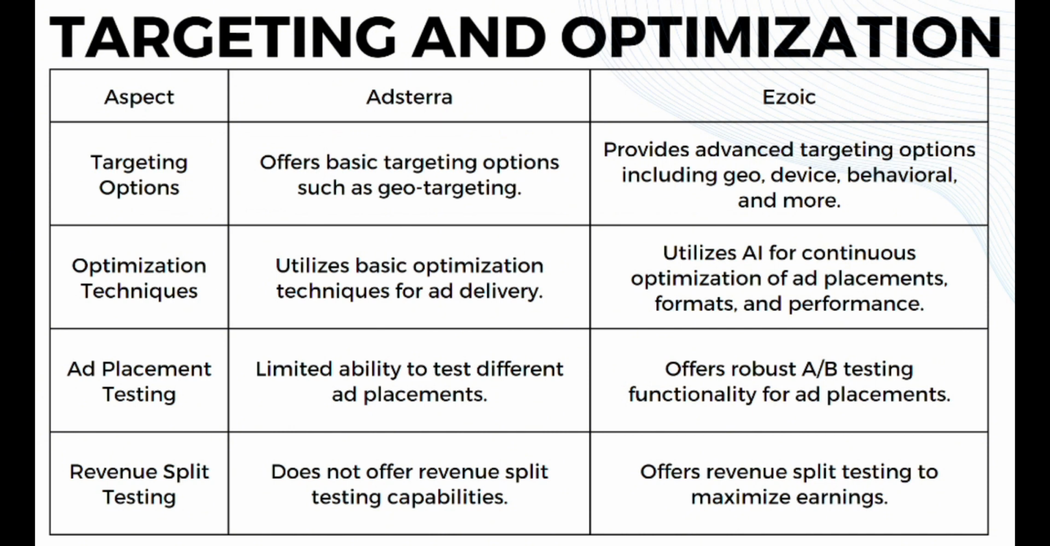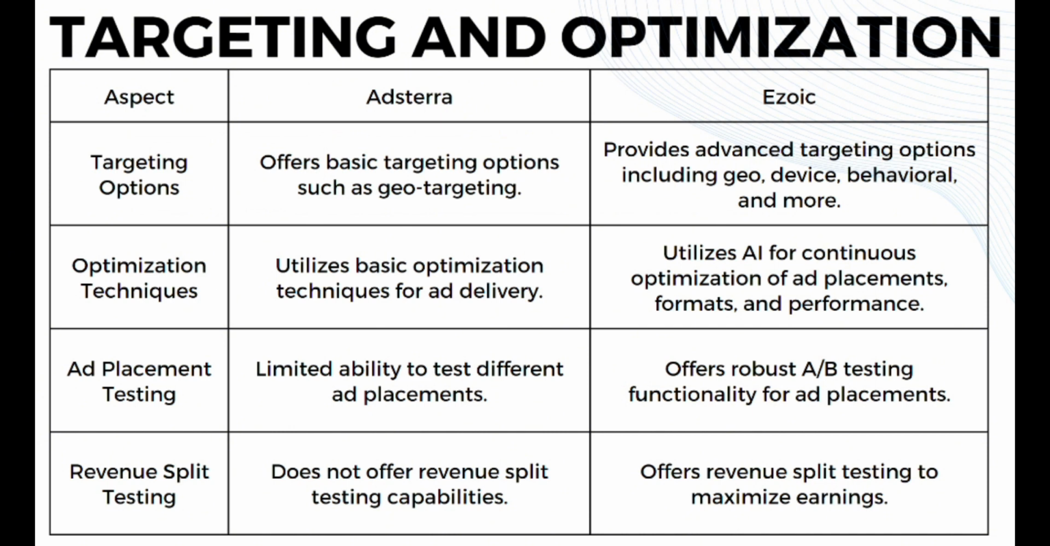And in terms of optimization techniques, Adsterra utilizes basic optimization techniques for ad delivery, while Ezoic utilizes AI for continuous optimization of ad placements, formats, and performance. And in terms of ad placement testing, Adsterra has limited ability to test different ad placements, while Ezoic offers robust A/B testing functionality for ad placements.